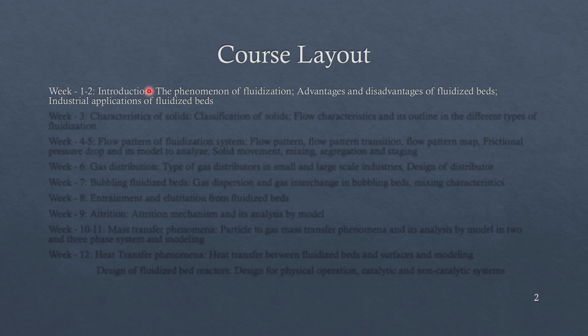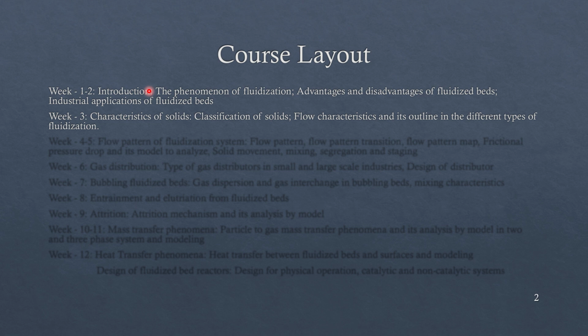All those things we have seen in weeks 1 and 2, followed by which we studied the characteristics of solids and classification of solids. When we are dealing with fluidized beds, not all solids behave the same inside the fluidized bed. What are the properties of solids that would generally differ? The solids would differ by size, shape, and density, when we are looking into their physical attributes. Depending on the size and density, Geldart classified them into 4 classes: A, B, C, and D.